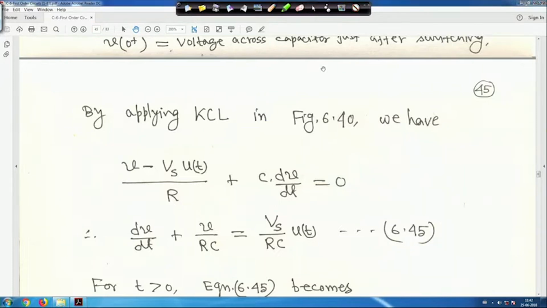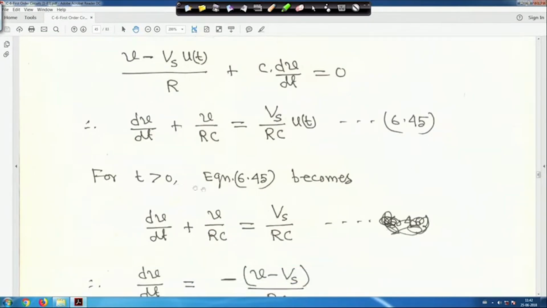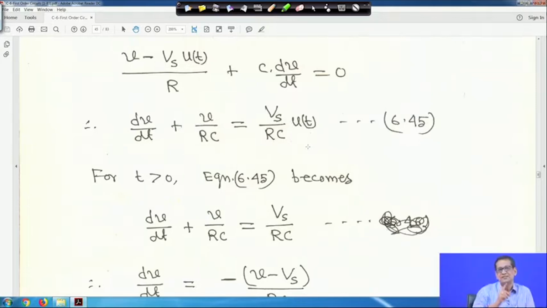So, if you simplify, it is dV by dt plus V upon RC is equal to Vs upon RC u(t). Now, for t greater than 0, the unit step function u(t) is 1. For the unit function we have seen, for t less than 0 u(t) is 0, for t greater than 0 u(t) is equal to 1. That is why in the derivation u(t) is not there, because we are trying to obtain the response for t greater than 0. A little bit of understanding is required. Our objective is to find the response for t greater than 0. So, this equation 45 becomes, u(t) is 1.